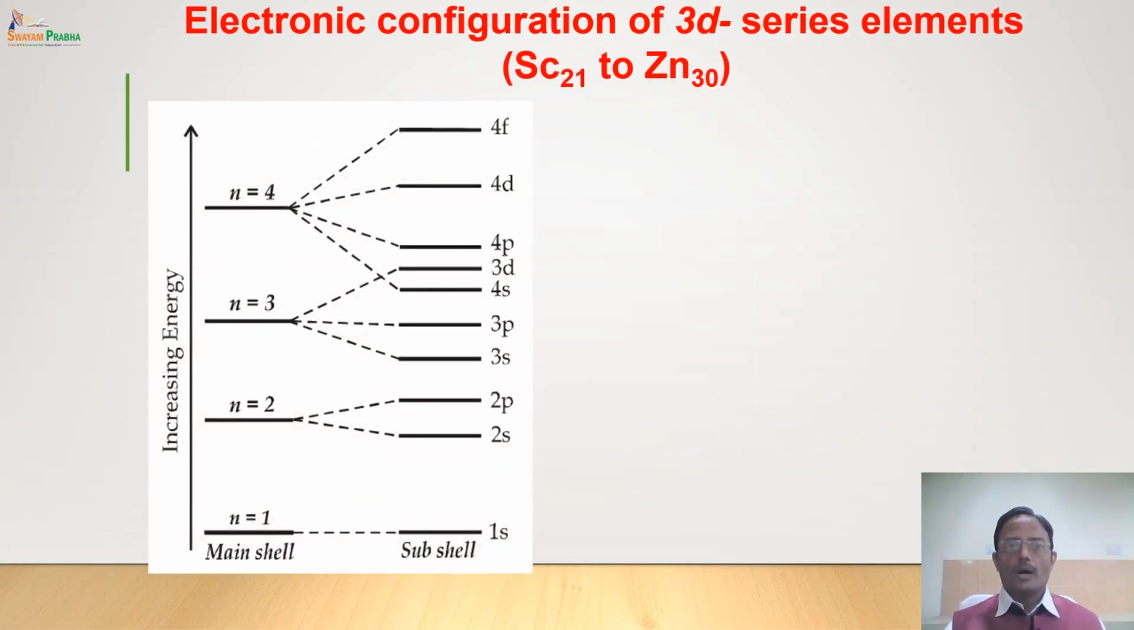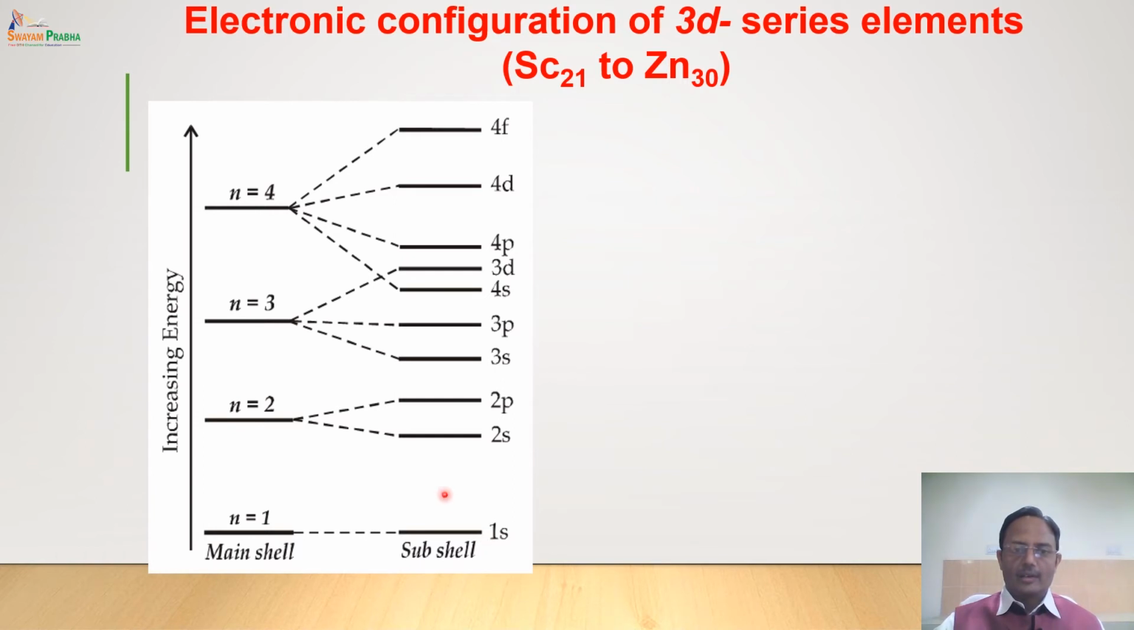Now, we'll try to understand the electronic configuration of 3d series elements from scandium to zinc. This is the energy level diagram of various shells and subshells. Now the main shells are here: K shell, L shell, M shell, N shell. And these are the subshells s, p and d.